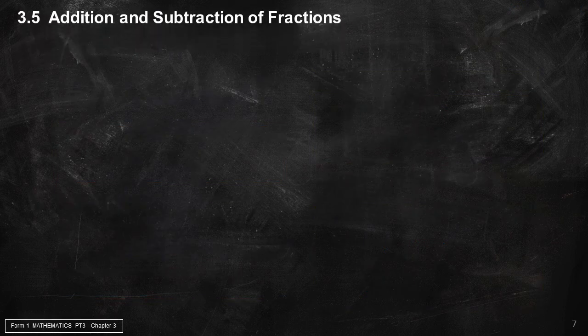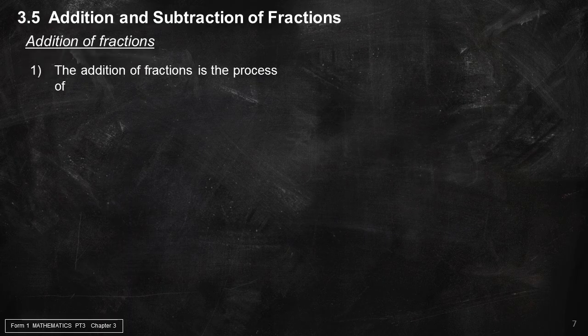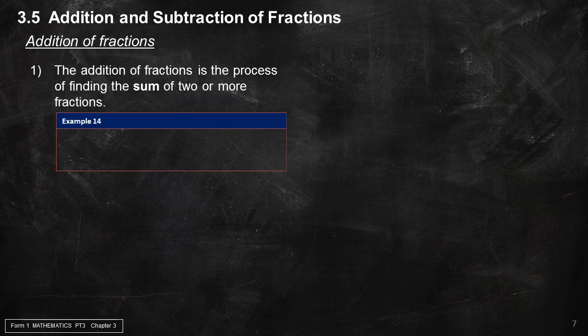3.5. Addition and subtraction of fractions. Addition of fractions. 1. The addition of fractions is the process of finding the sum of two or more fractions. Example 14. 6 over 21 plus 11 over 21 equals 6 plus 11 over 21 equals 17 over 21.